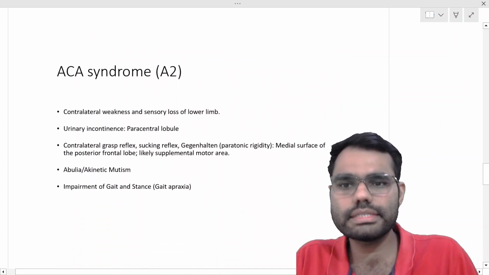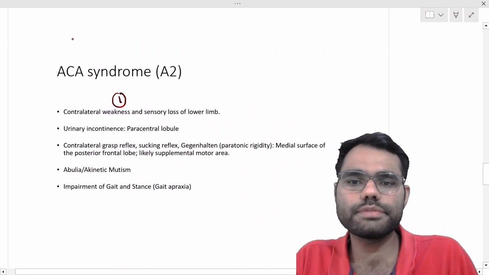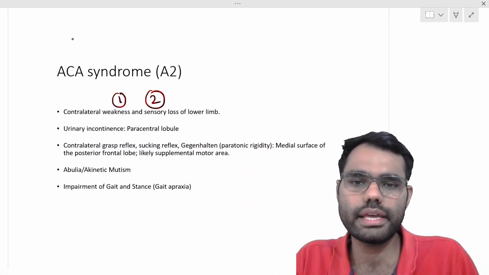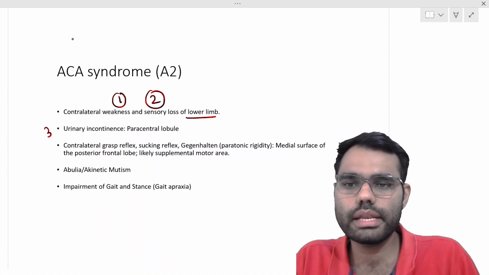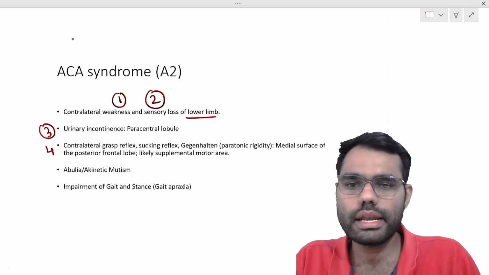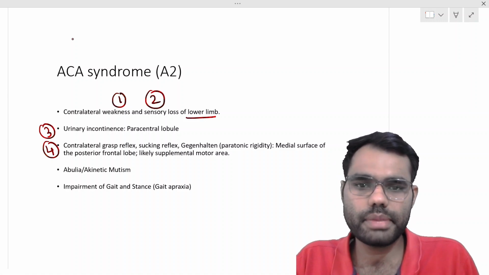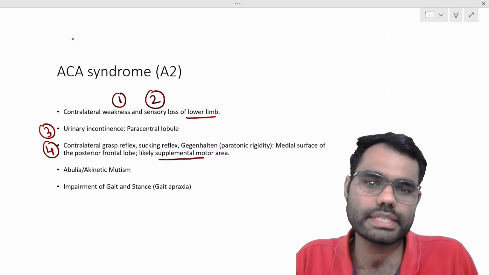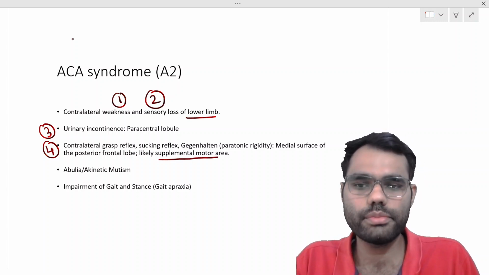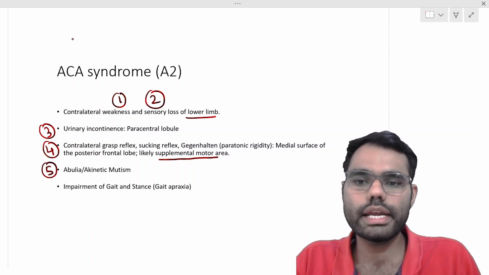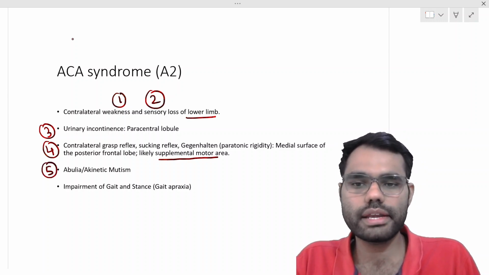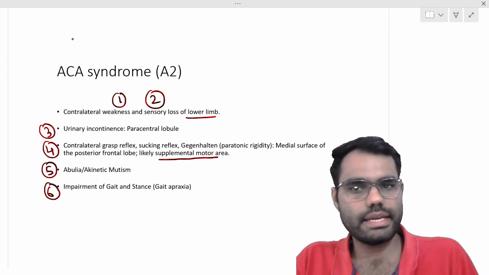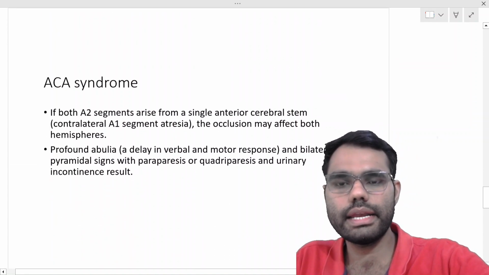A2 syndrome, we have discussed the 6 symptoms. Contralateral weakness would be there. Contralateral sensory loss of the lower limbs would be there. There would be urinary incontinence. Contralateral grasp reflex and sucking reflex would appear. There would be Gegenhalten rigidity. And this happens because of the involvement of the supplementary motor area of the frontal lobe. There would be abulia and akinetic mutism, which again represent damage to the frontal lobe. And there would be gait apraxia. So these are the symptoms that are seen in A2 occlusion.